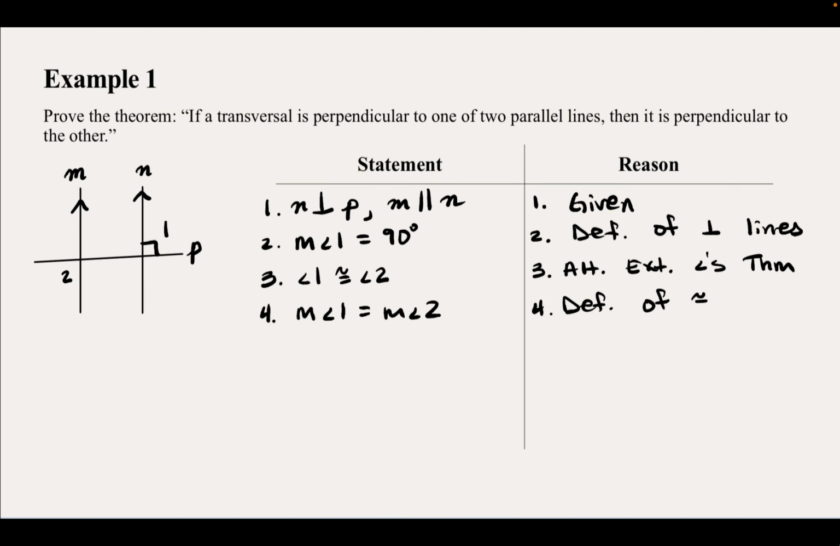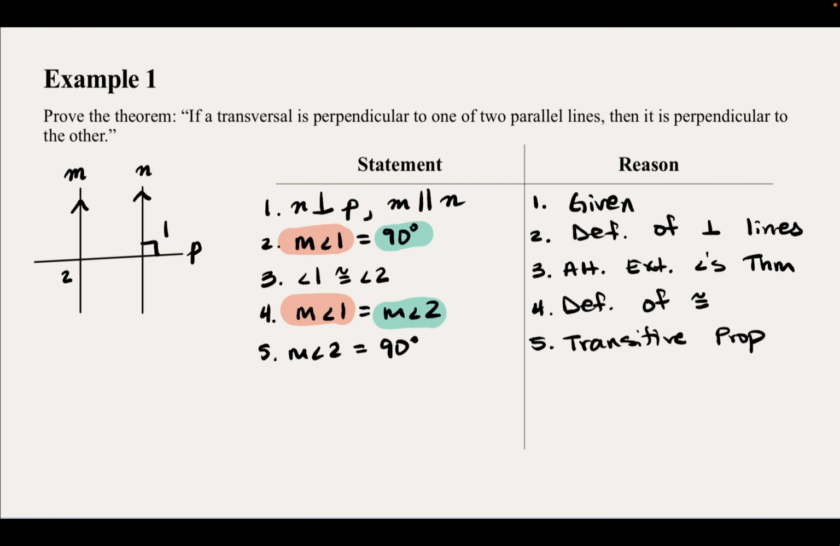So instead of saying angle 1 is congruent to angle 2, I would think about what that means. That means that the measure of angle 1 is equal to the measure of angle 2. And now I can notice something, that the measure of angle 1 is in both of those statements. That tells me that these two have to be equal. The measure of angle 2 is 90 degrees. Two things are equal to the same thing. That's transitive property. So transitive property is going to be my reason.